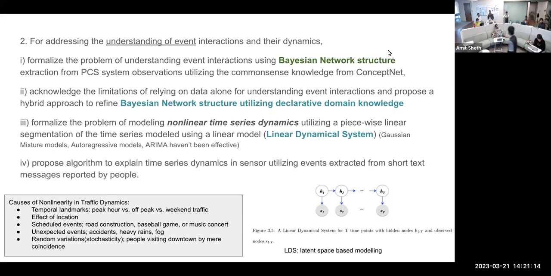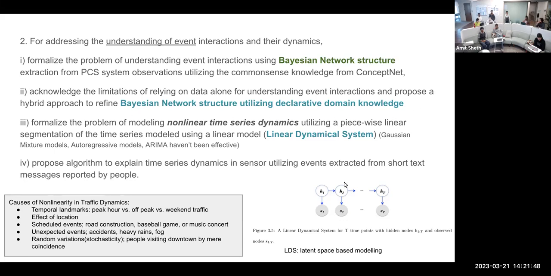And also there can be scheduled events like road constructions, baseball games, music concerts that also affect the slowdown or the speed of vehicles. And there can be unexpected events like accidents, heavy rains, fog that affect the linearity. And then there can be random variations, like stochastic events, where people may think of going to downtown for no reason, like mere coincidence situations can happen.